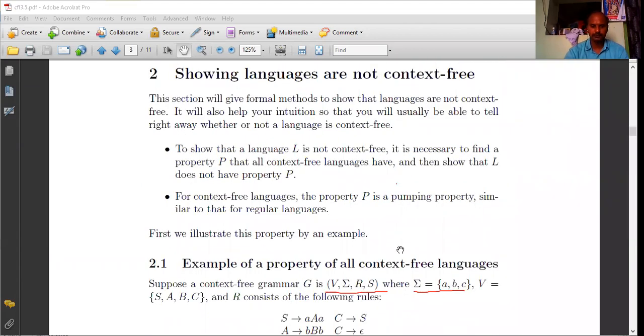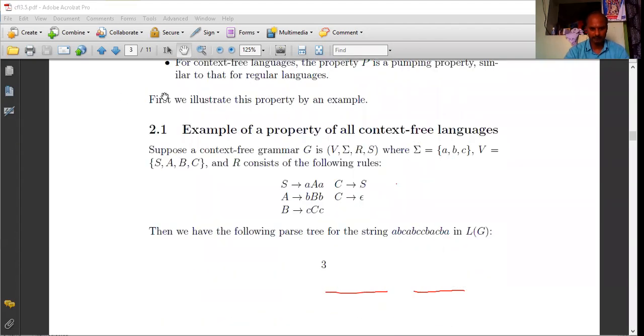Here we are going to prove the given language is not a context free language. We are considering this with one example so you can clearly understand. One grammar I am specifying: S derives A, A derives B, B derives C, C derives S, C derives epsilon. This is the grammar I am considering for proving how to show that a language is not context free.